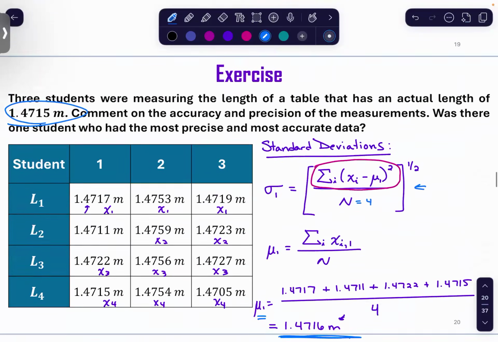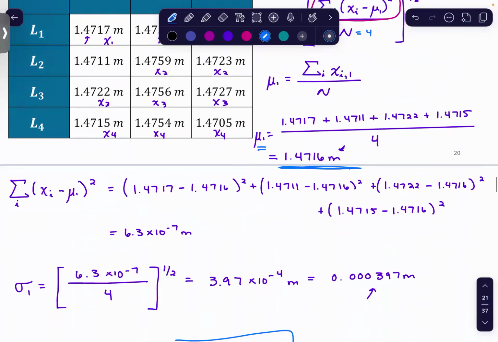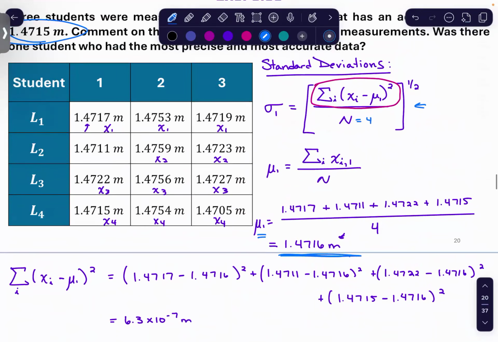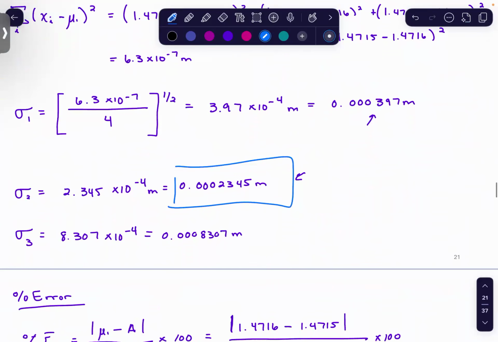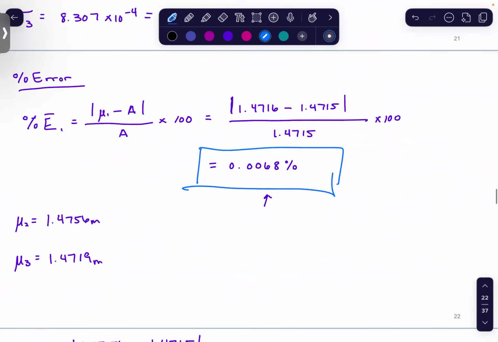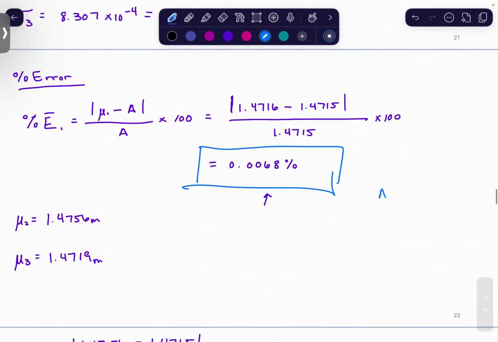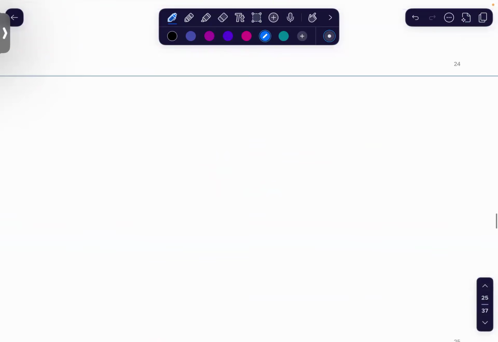Okay, so go back through this exercise. Plug in the numbers for each student. Make sure you're getting the same numbers. I gave you your standard deviations for precision and your average percent errors for accuracy. Make sure you're getting that.